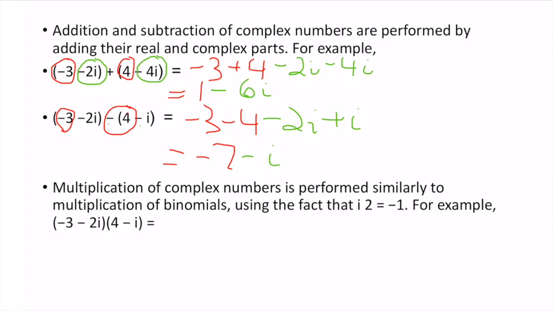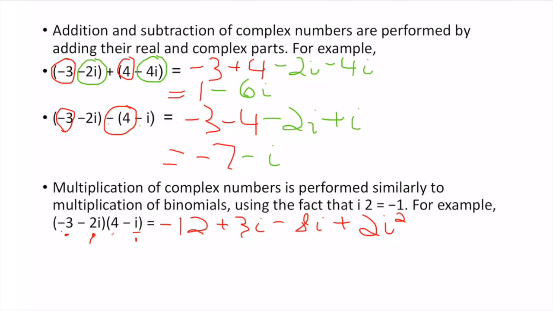Multiplying them is the same as multiplying a binomial, so we're going to use FOIL. First we do -3 times 4, so we have -12. Then we do our outer terms, so -3 and i, so we have a positive 3i. Negative 2 times 4 is negative 8i. And then we're left with the last one here, which is negative 2i times negative i, so it's a positive 2i squared.